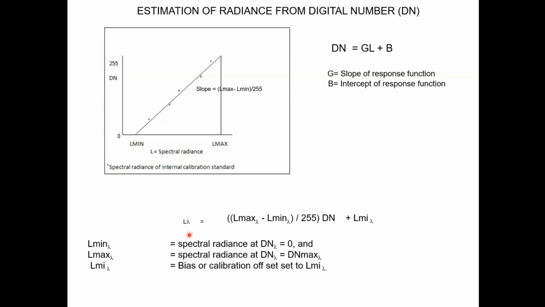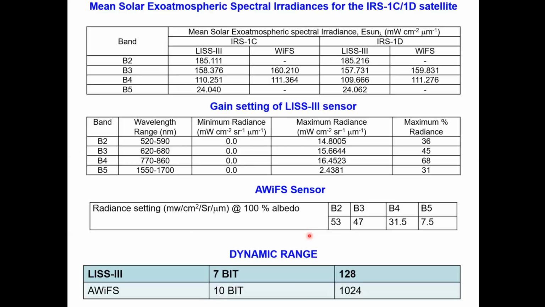So if you want L lambda, which is nothing but the radiance, then you have L minimum and L maximum. L maximum is the spectral radiance at the maximum DN, and the minimum is generally 0. This is the bias or calibration offset, and you add this value L minimum here, and you get the radiance. You will do some of those exercises in due course during this course also.